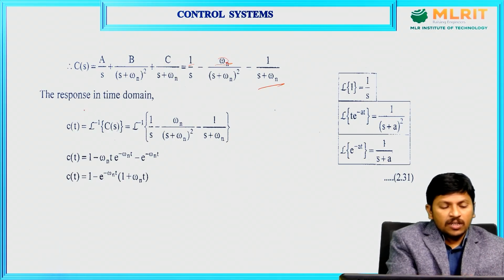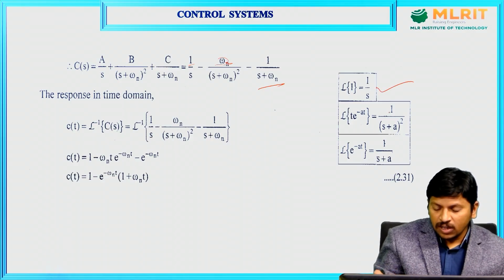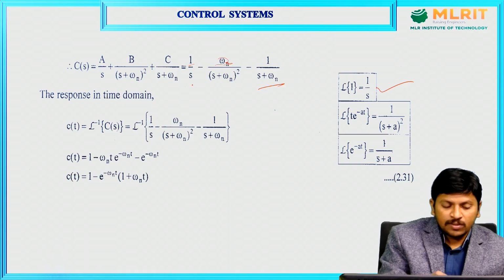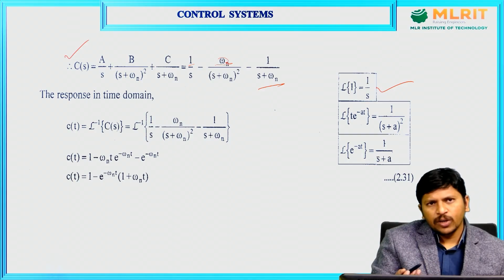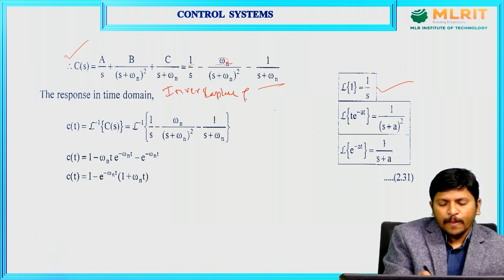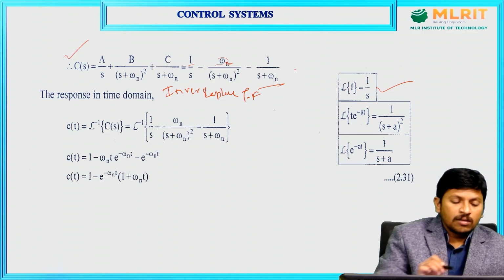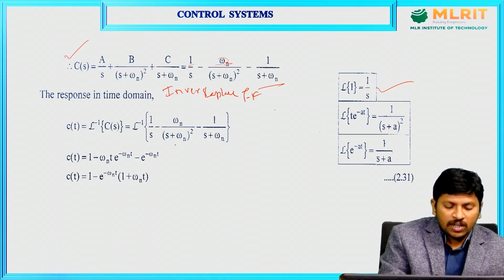Now here the response in S domain is this. Now we are going to convert the S domain into the time domain. So for time domain we are going to apply the inverse Laplace transform to this response of that system, C of S. Here 1 by S, then omega n divided by S plus omega n square, minus 1 by S plus omega n.